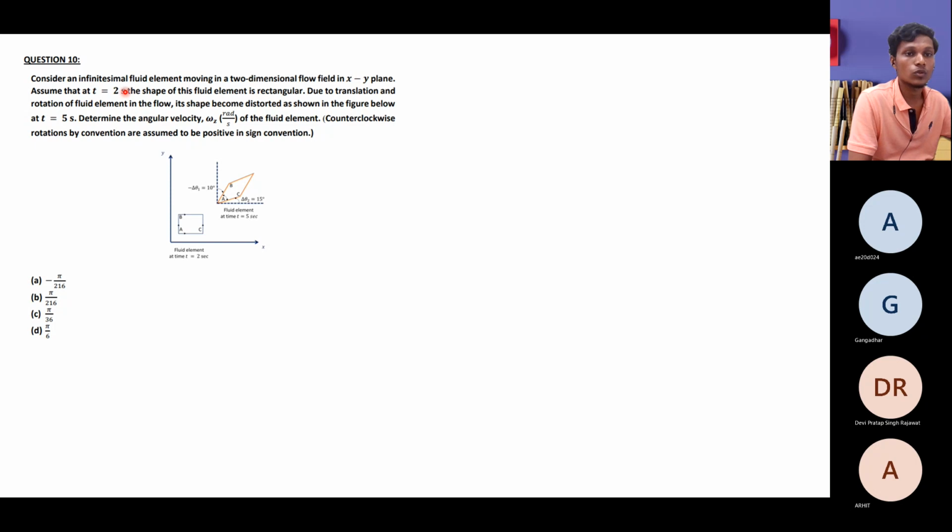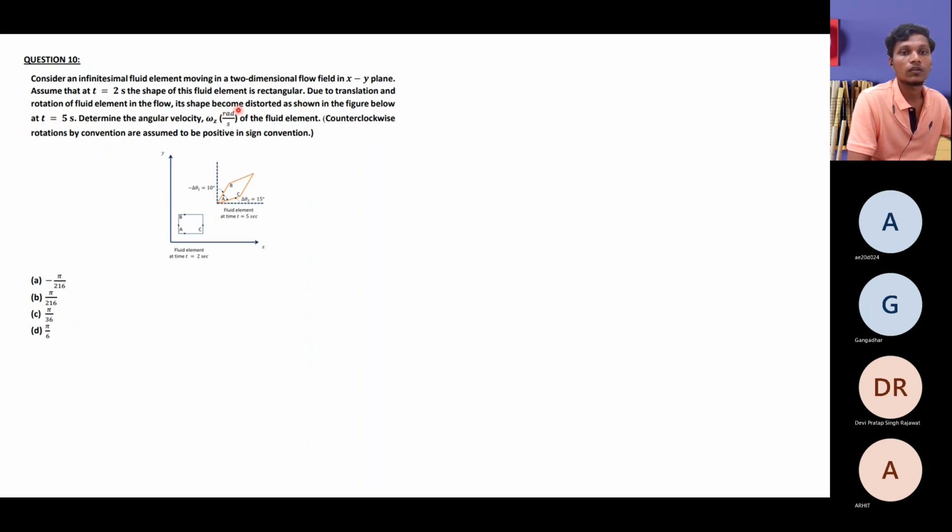Assume that at t equals 2 seconds, the shape of this fluid element is rectangular. So at the initial time, t equals 2 seconds, you have the fluid element with a rectangular shape, and due to translation and rotation in the flow, its shape becomes distorted as shown in the figure below. Initially it is a rectangle, but later on it becomes a kind of rotated rhombus.